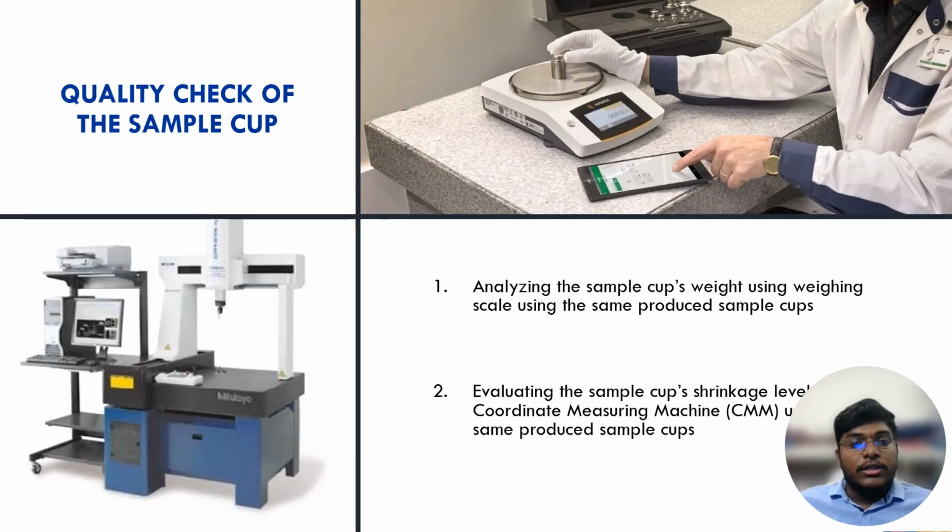After conducting the process parameter experiment, the second step is the quality check of the sample cups. The quality check is analyzing the sample cup weight using the weighing scale, using the same produced sample cups, and secondly evaluating the sample cups' shrinkage level using the CMM, which is a coordinate measuring machine, using the same produced sample cups.